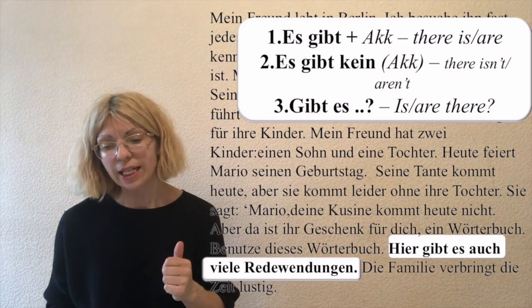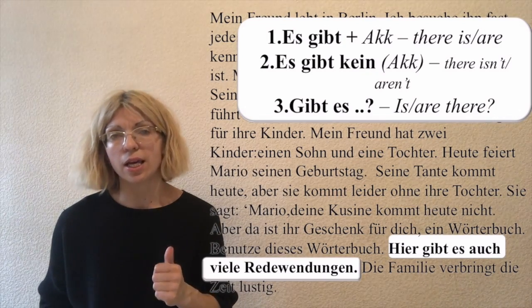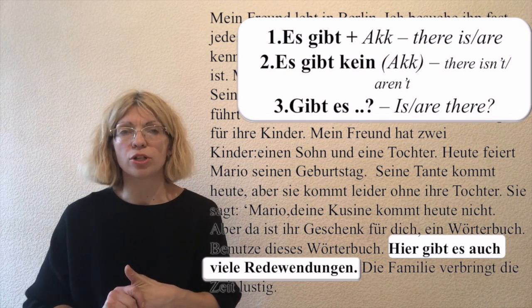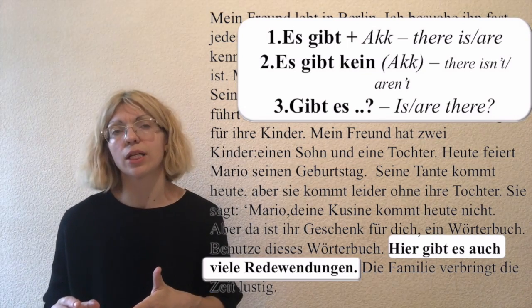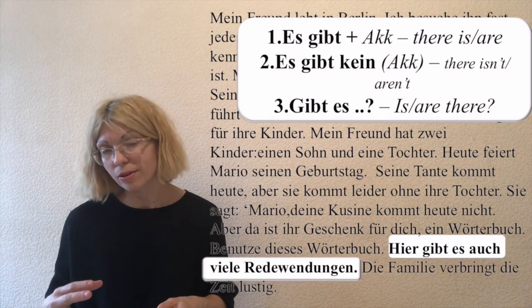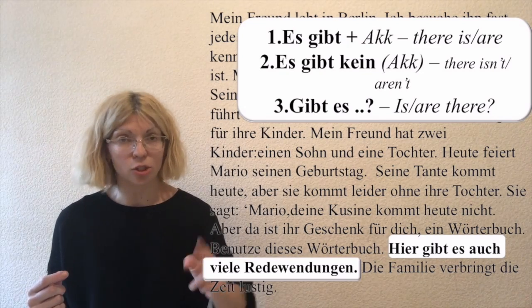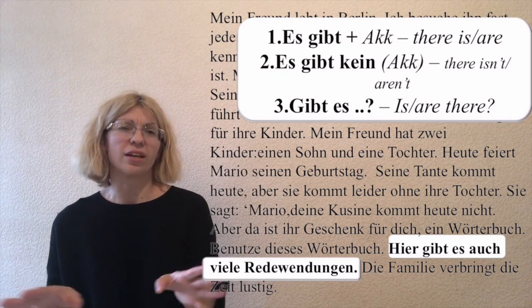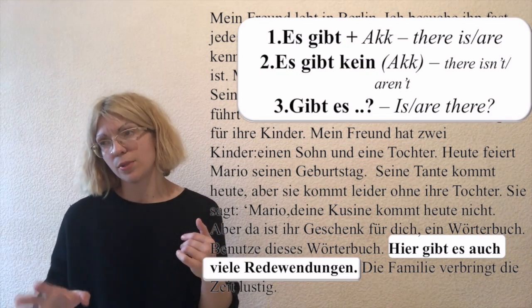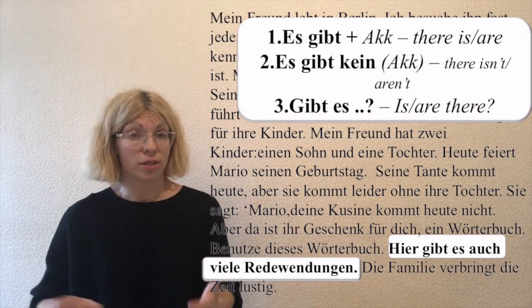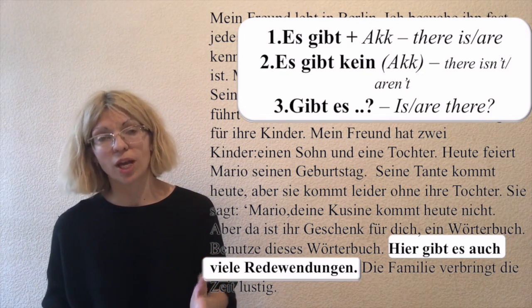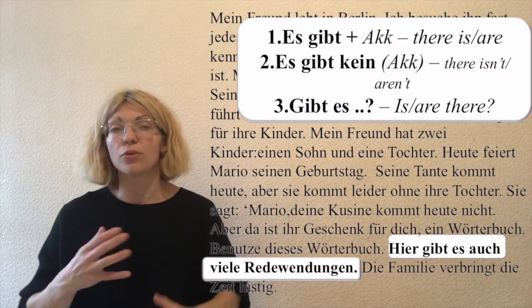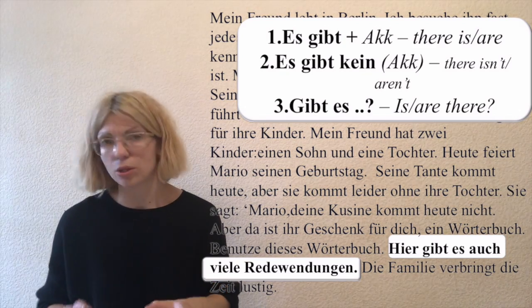Hier gibt es auch viele Redewendungen. Here there are a lot of phrases or expressions. Okay, we came across the construction es gibt. It's equivalent to English there is, okay? But in English we use that in two ways, for the singular and for the plural. There is and there are. But in German it's much easier. One way, es gibt, no matter whether it is plural or singular. Okay, it's very easy. One more time, if you want to negate there is, you should use kein. Okay, don't forget about the accusative case. The construction es gibt always takes accusative case.